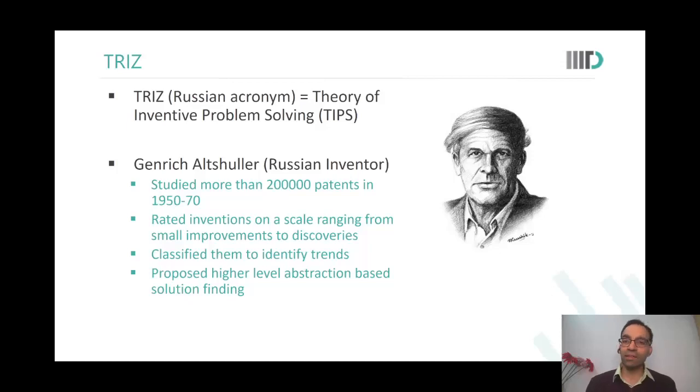In those times, there was nothing like that. We had papers, patents. In fact, they were cyclostyled, and that kind of papers on which those patents were written. And this guy actually read so many of them, and he rated them. He rated those inventions on a scale of small improvements to discoveries. He classified them to identify trends and proposed a higher level abstraction of finding solutions to problems.